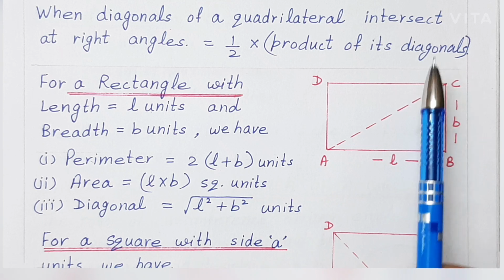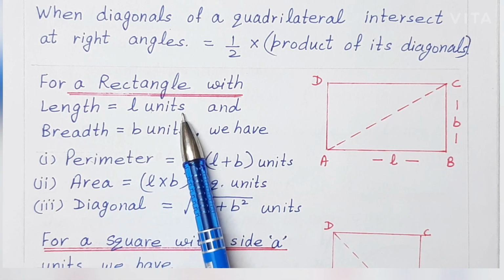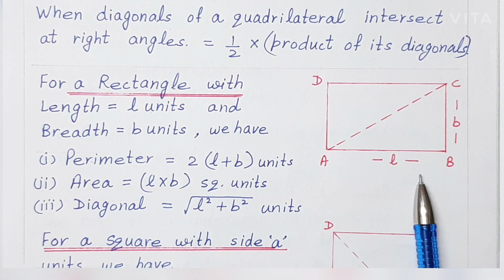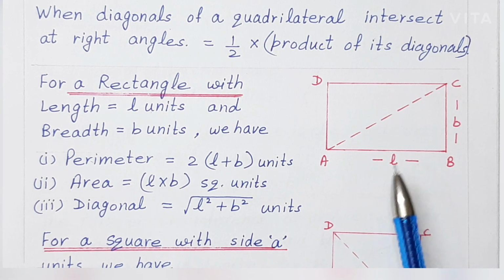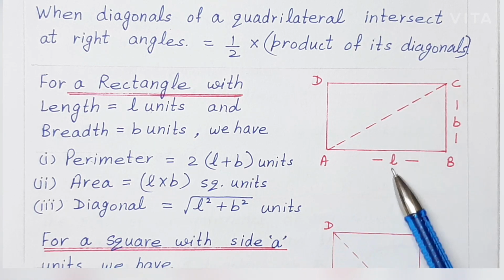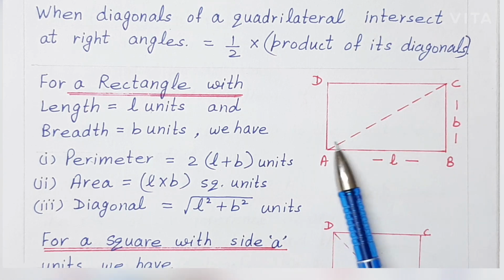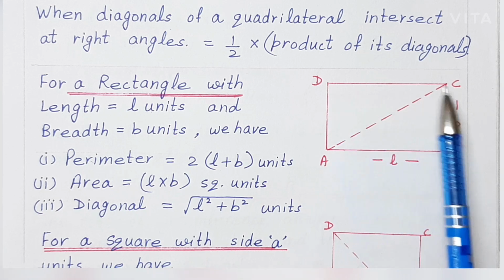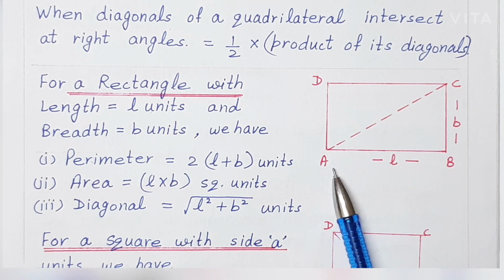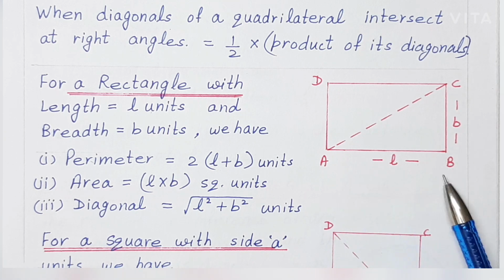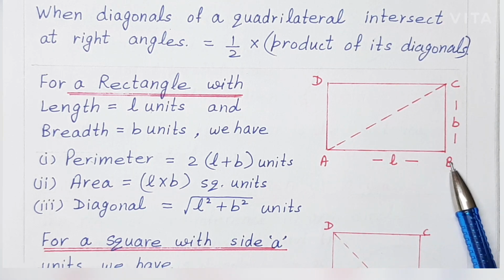Clear? Now let us discuss the area of a rectangle. Now children, you all know what is a rectangle. We have discussed in the previous assignments also. So what is a rectangle? Where opposite sides are equal and parallel and all the angles are of 90 degree each. So here, let AB is length and BC is breadth.